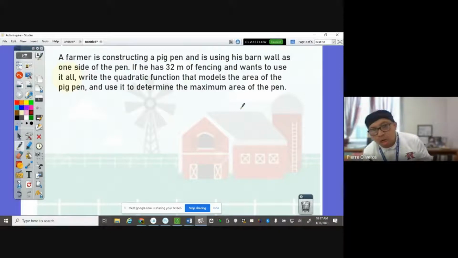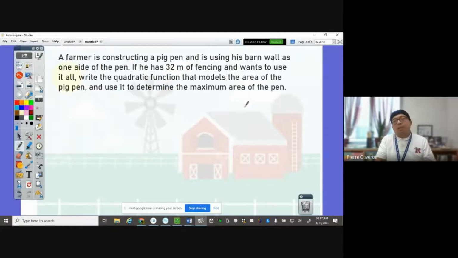A farmer is constructing a big pen and using his barn wall as one side of the pen. If he has 32 meters of fencing and wants to use it all, write a quadratic function that models the area of the big pen and use it to determine the maximum area of the pen.